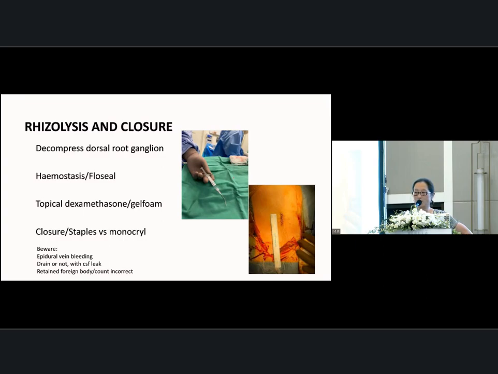Whether to put a drain in if there's a lot of bleeding, I've not needed one for lumbar discectomy, and particularly there's issues if you've got a CSF leak. If the count's incorrect or you think there might be a retained body, I always do an X-ray afterwards to make sure we haven't left it inside the patient.